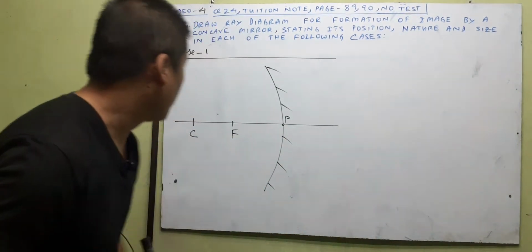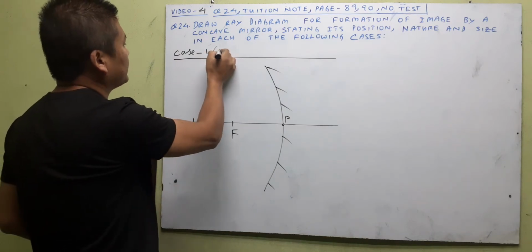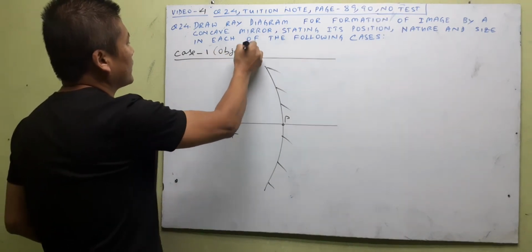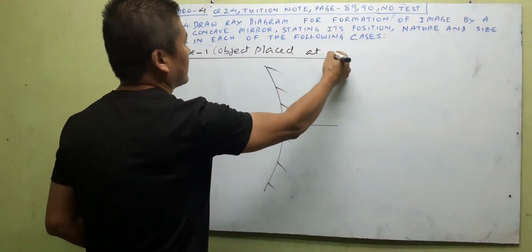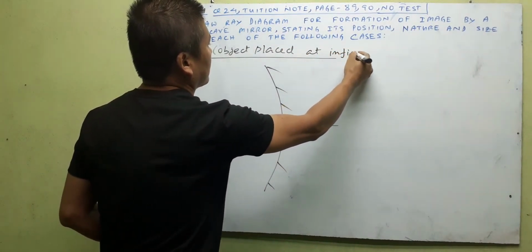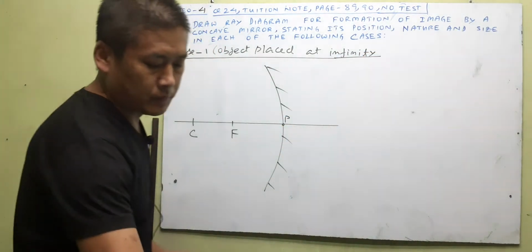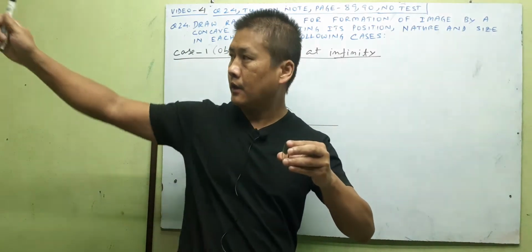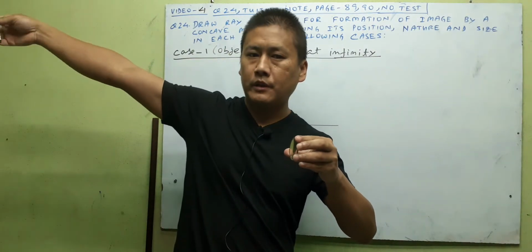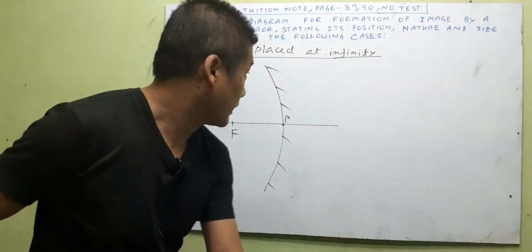Okay, now here case 1 is, let us say the object placed at infinity. Means the object is very far away from the mirror. That means if this is the concave mirror, we are pointing it to a tree very far away from here, right, at a long distance. So that is the case for 1.